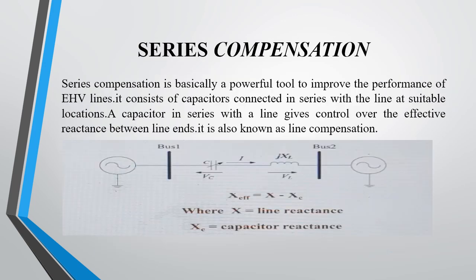Next, series compensation. Series compensation is basically a powerful tool to improve the performance of HV lines. It consists of capacitors connected in series with a line at suitable locations. A capacitor in series with a line gives control over the effective reactance between the line ends. It is also known as line compensation.